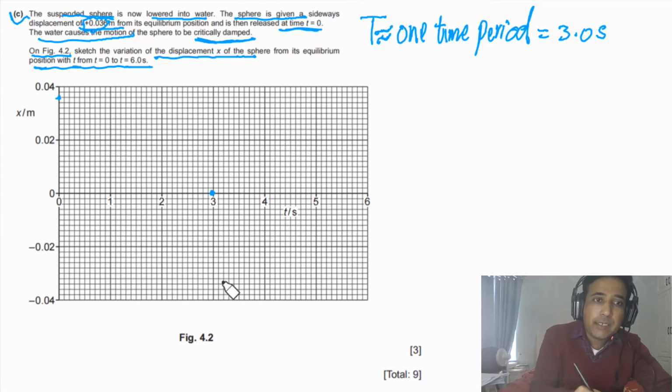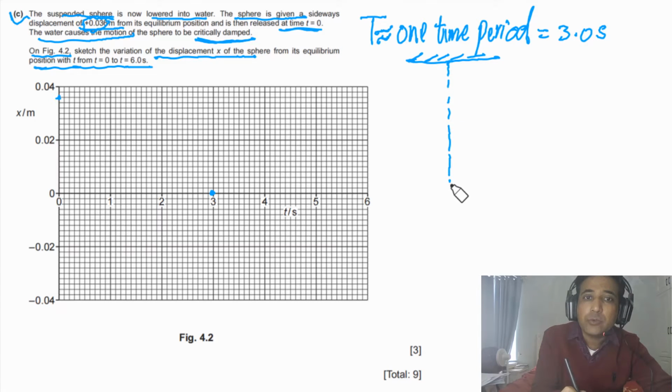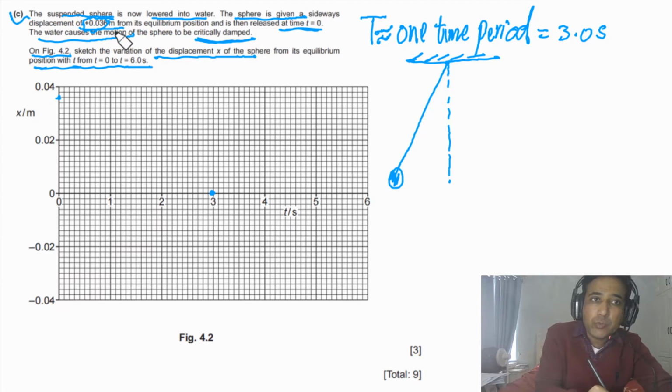Let me explain with one example. Imagine that this is our pendulum, and this is the equilibrium position. We displace this by a displacement equal to 0.036. How long will it take to come from here to the equilibrium position? That time taken will be equal to one time period.